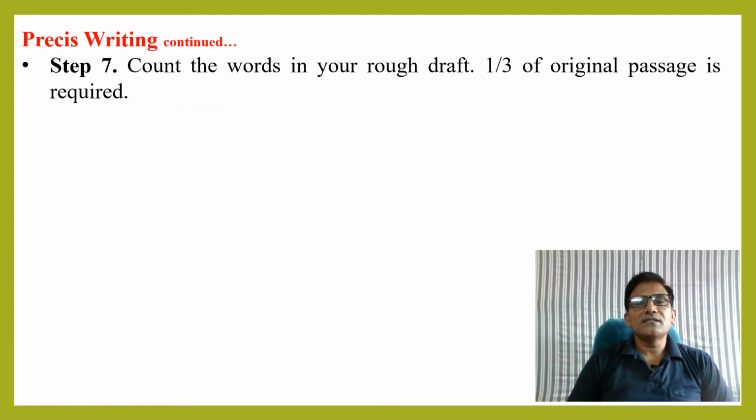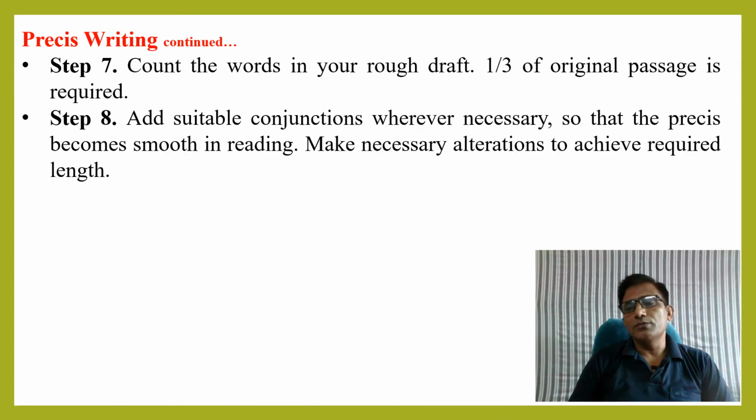Now the seventh step is to count the words in your rough draft. Sometimes intelligent examiners give the total number of words used in the original passage in brackets at the end of the paragraph, and if it is not given, you can always count them and then try to find out how many words you need to write this précis. One third of the original passage is to be the target.